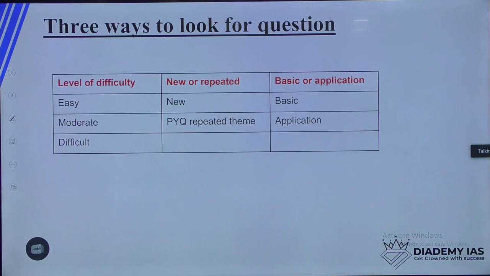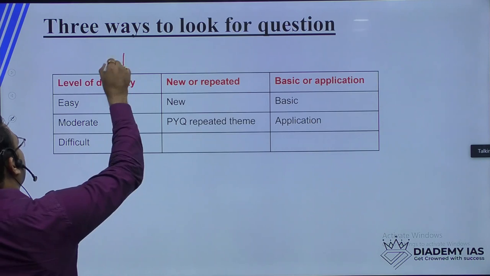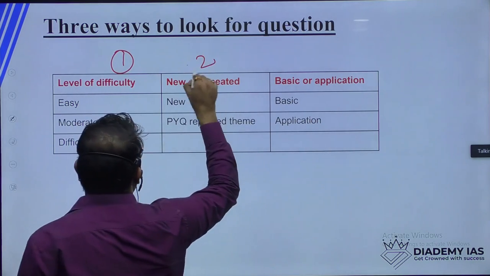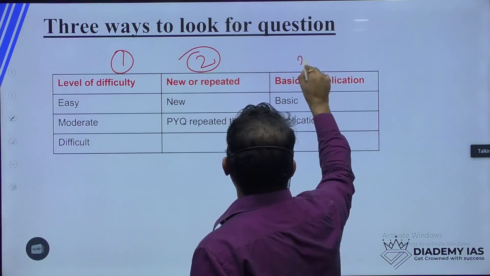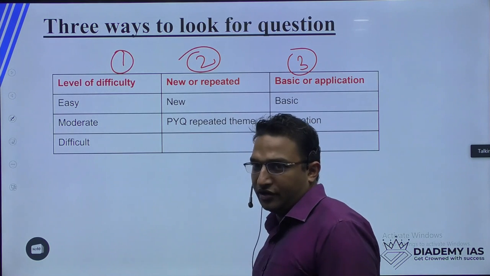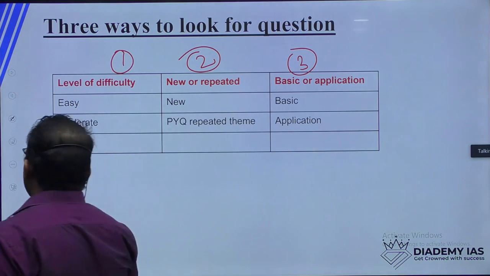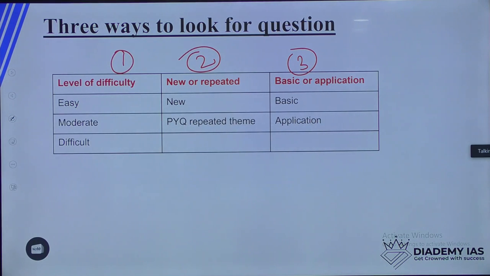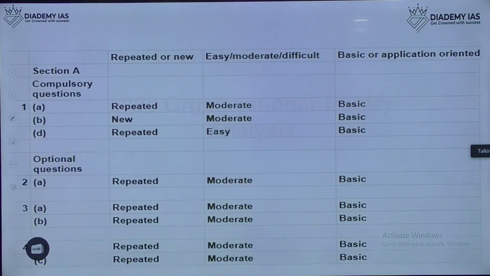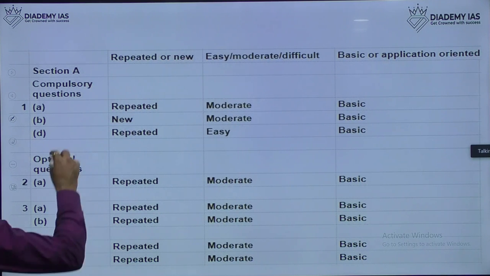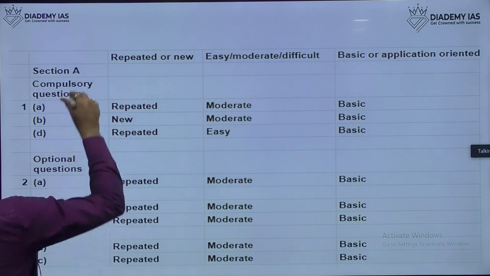Now, let us see the questions from three perspectives. First is the level of difficulty. Second is whether the question is new or repeated. And third is whether the question is basic or application oriented, okay? So from these three perspectives, let us see the questions of the last 2 years. 2020 questions, and it includes both OT and OB. We are discussing Section A, okay?